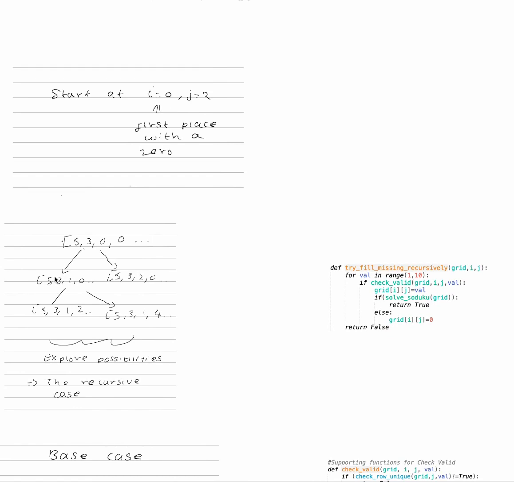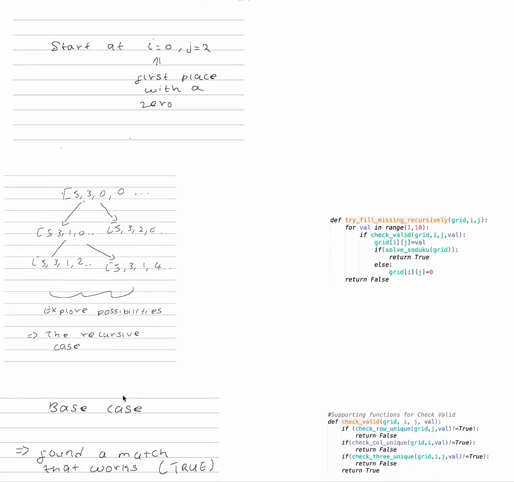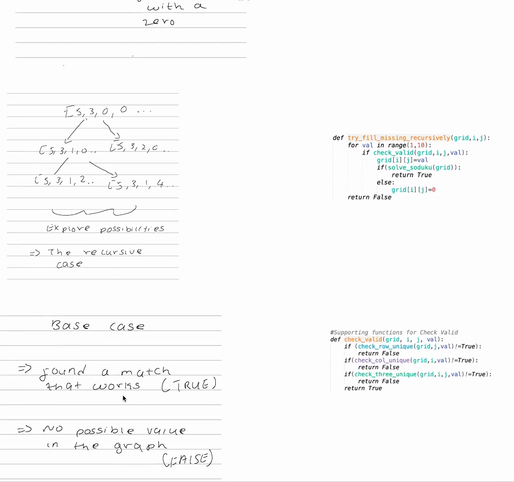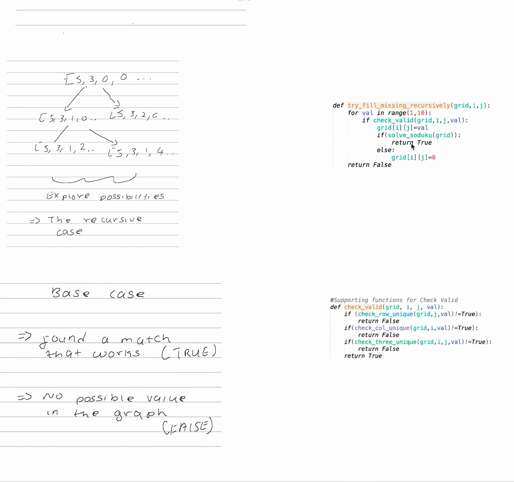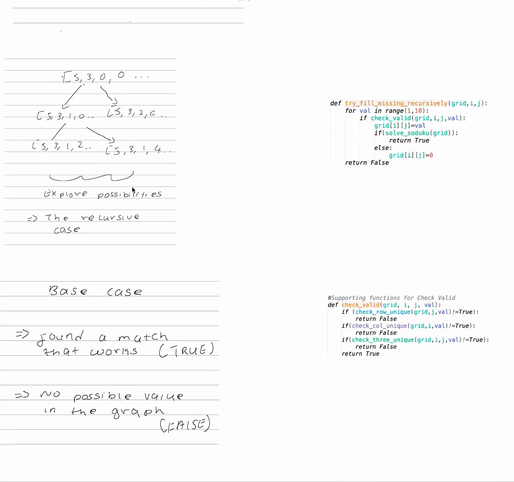We are in effect doing a depth first search. We will continue this until we find a valid solution, in which case we return true. If for some reason we cannot find a path that works, then we return false, meaning that it's impossible for us to solve that particular Sudoku puzzle.